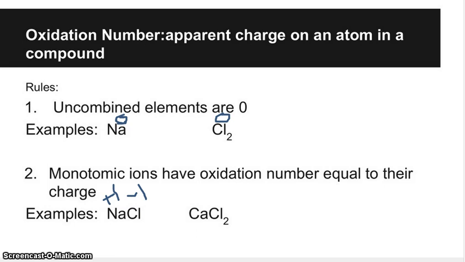Same idea with calcium chloride. Calcium is a group 2 element, so that's a +2, and chlorine is a -1. Remember when we went through and crisscrossed them, the +2 would come down next to the Cl to give us 2 chlorines, and the 1 comes over next to calcium, and we get an overall neutral charge for our ionic compound.